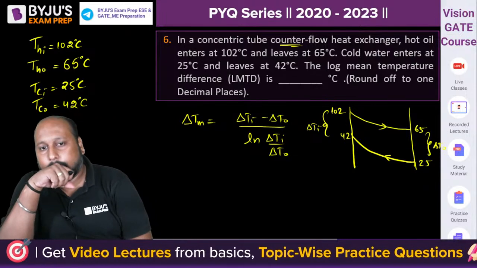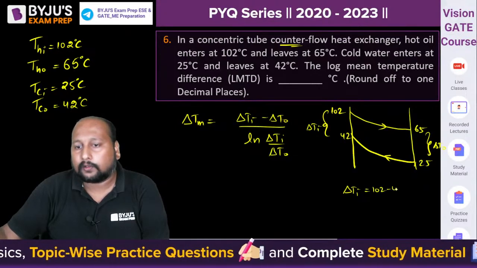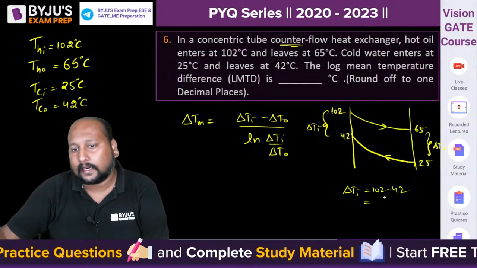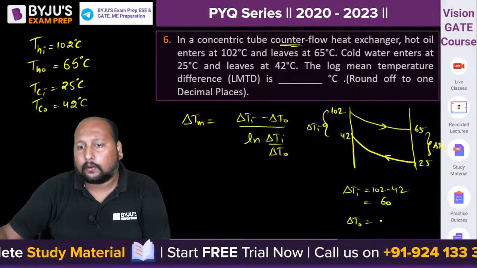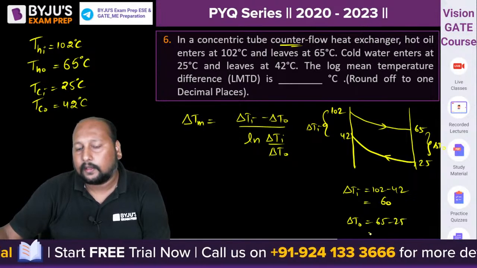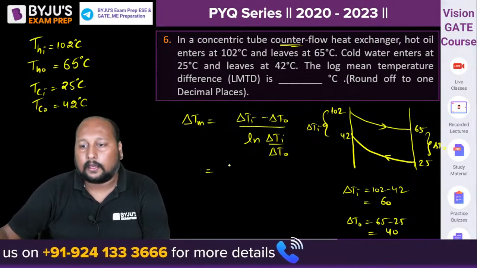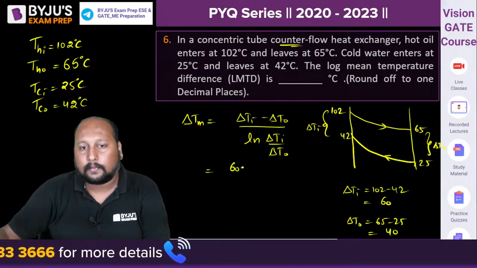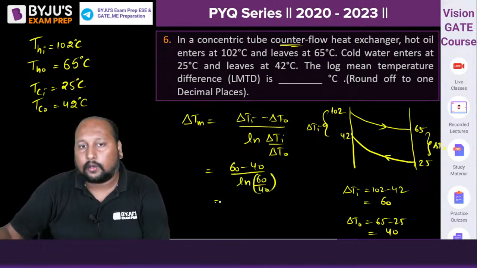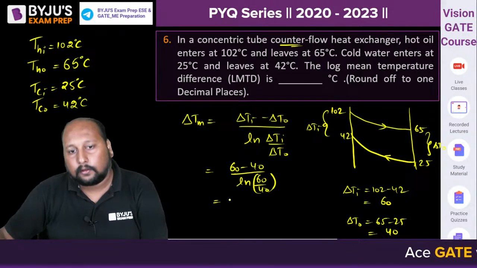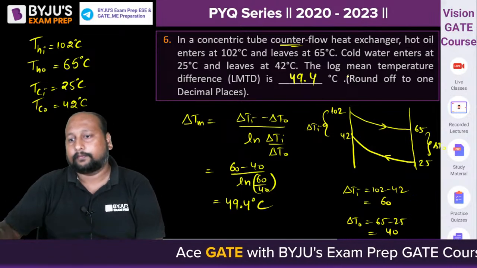Quickly tell me, how much will delta Ti be? Delta Ti is equal to 102 minus 42, that is equal to 60. And delta To is equal to 65 minus 25, that is equal to exactly 40. So 60 minus 40 divided by ln of 60 by 40. Solve it and round off to 1 decimal. 49.4 degrees Celsius.